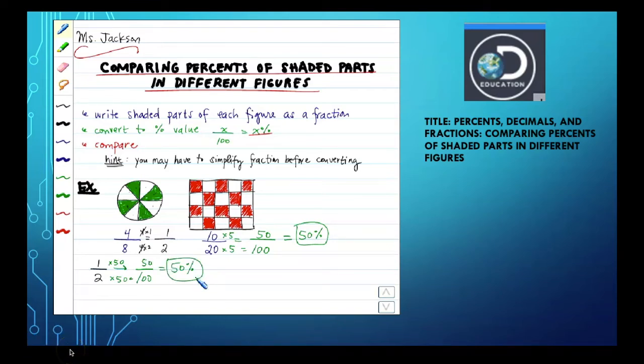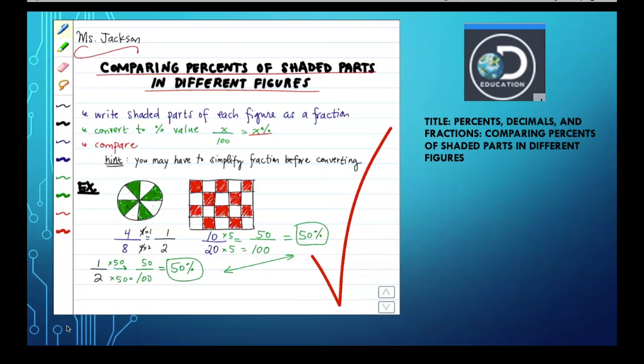So now we can see that the same percentage is shaded in each of these figures. Here we have 10 shaded squares, and here we have 4 shaded units. So they're not the same amount of shaded units, but it's the same percentage of our figure. So I hope this helps with comparing percents of shaded parts in different figures, and good luck.